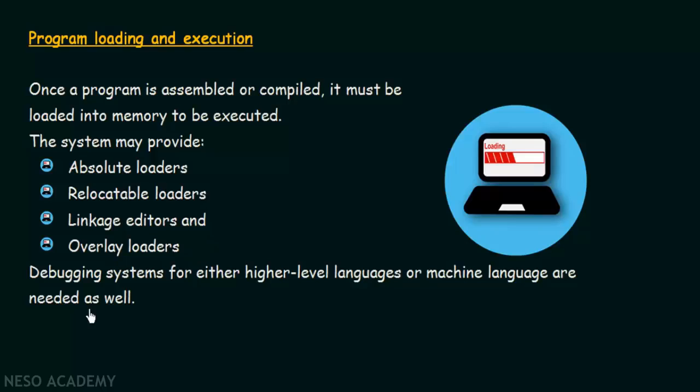And also sometimes debugging systems for higher level languages or machine languages are needed as well. Debugging means whenever there is a problem in your code or in anything, you need to find out what that problem is and solve it. That is what we mean by debugging, and the programs responsible for this task are known as debuggers. So debuggers also may be necessary. All these programs that help in loading and executing programs fall under this category of program loading and execution system programs.